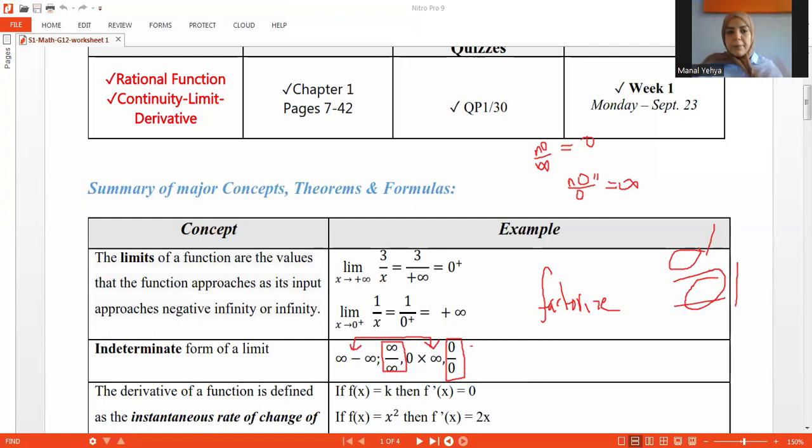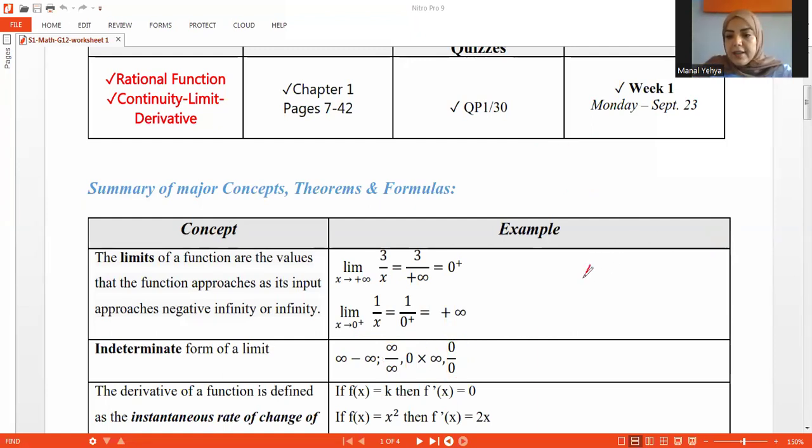I will give you an example. So suppose we have x squared minus 49 over x plus 7. And I'm doing the limit when x tends to minus 7. So if we replace, above, minus 7 squared minus 49 is 0. And minus 7 plus 7 in the denominator is also 0. So 0 over 0 is an indeterminate form.